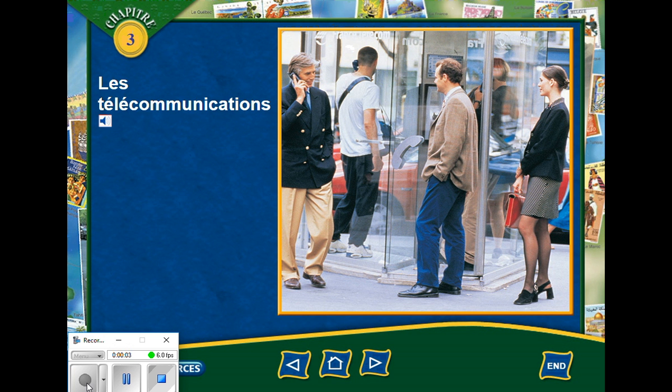Bonsoir tout le monde. Tonight's homework is going to be chapitre 3. We are going to do mot 1. So please take out your packet that you got in school today and be ready to write down your definitions.